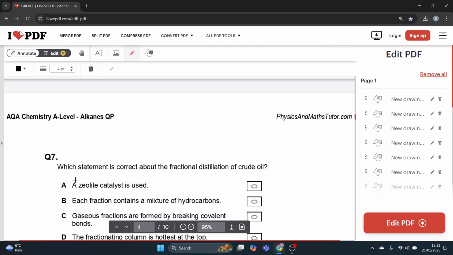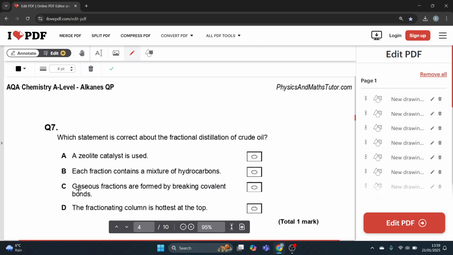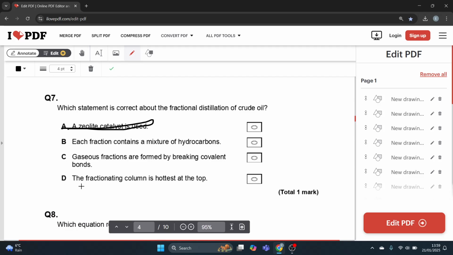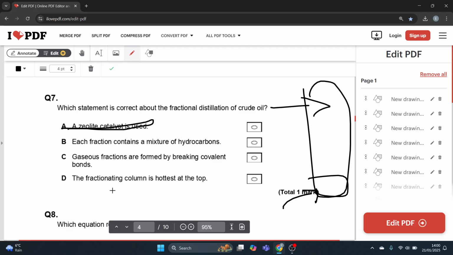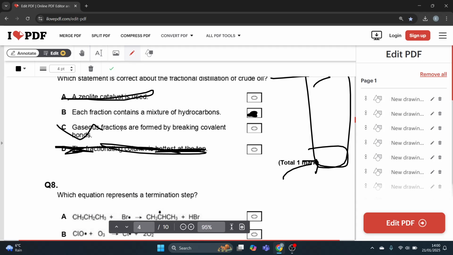Which statement is correct about the fractional distillation of crude oil? A: a zeolite catalyst is used. No, that is for catalytic cracking. Each fraction, well, actually, look at D. The fractionating column is hottest at the top. No, it's hottest at the bottom. It's coolest at the top. So it's not going to be D. So I'm left with B and C. The answer is clearly going to be B. Each fraction contains a mixture of hydrocarbons. They're not formed by breaking covalent bonds.